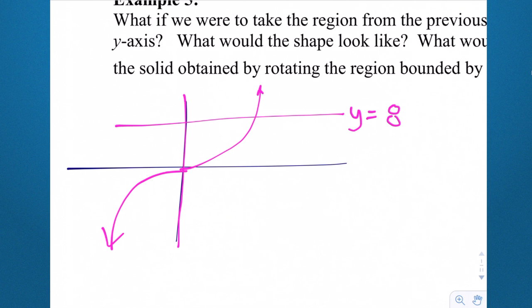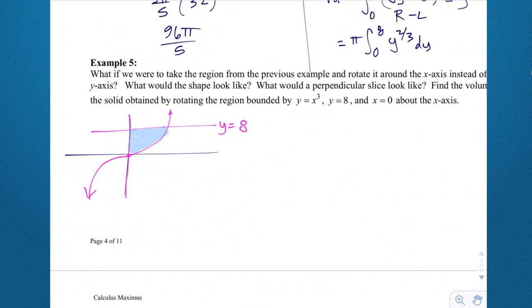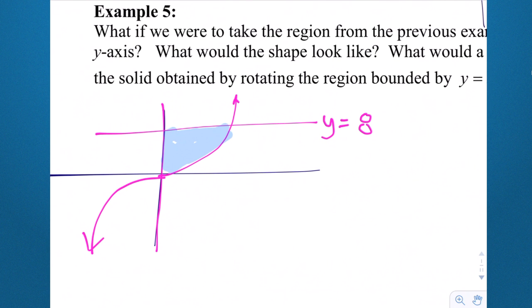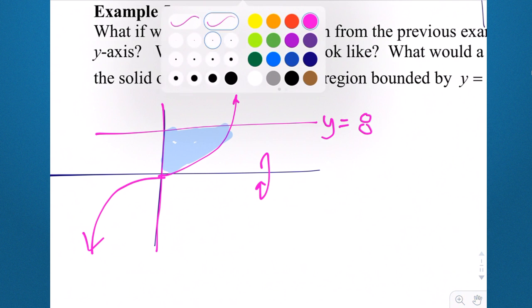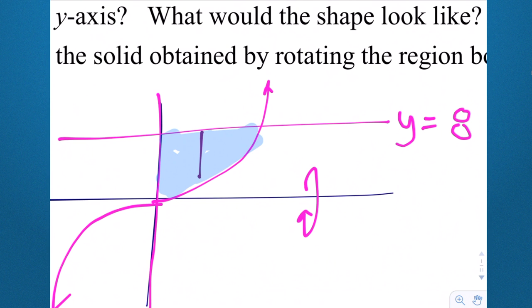All right, so here's the same region. What if we took that region now, and instead of rotating around the y-axis, we rotated around the x-axis? Well, the x-axis is a horizontal line, and now we'd have to slice it how? Vertically, and that'd be back to dx.